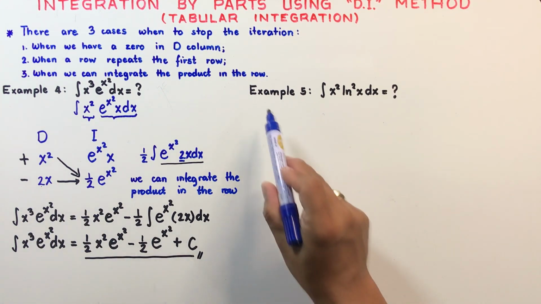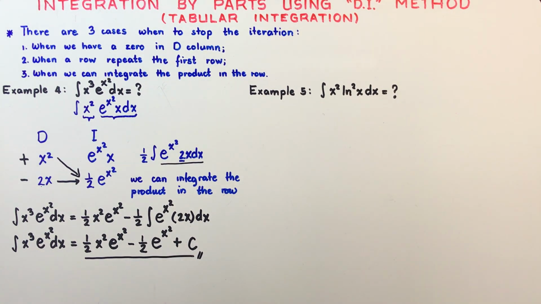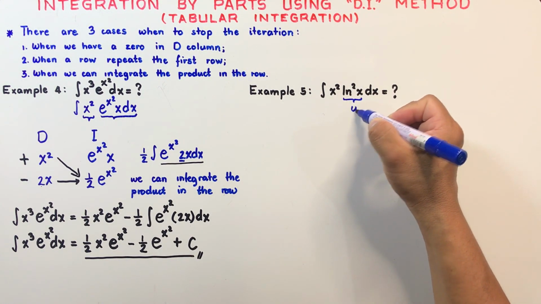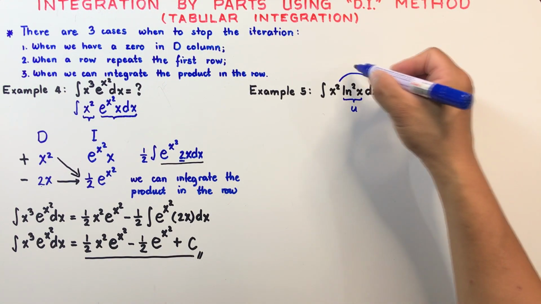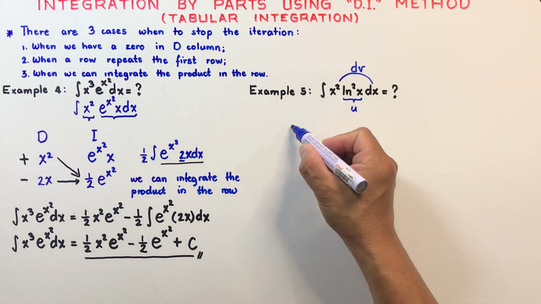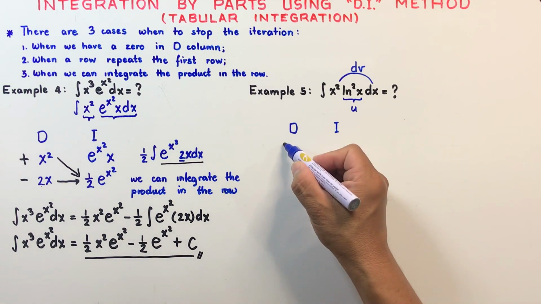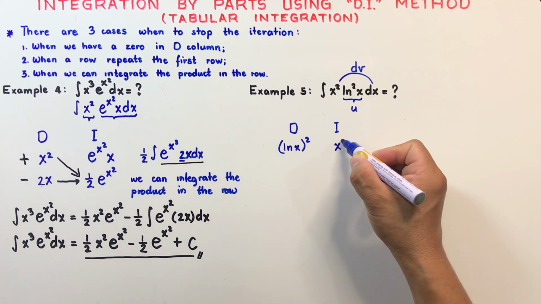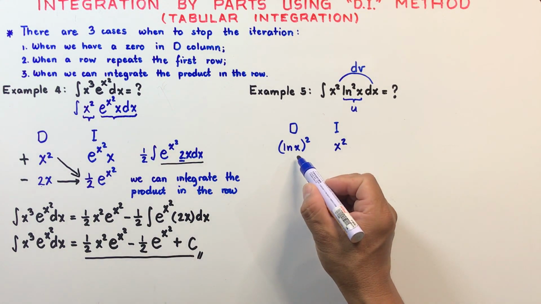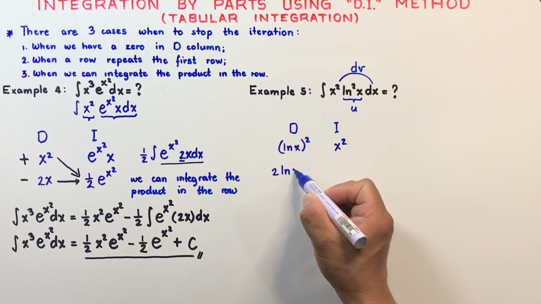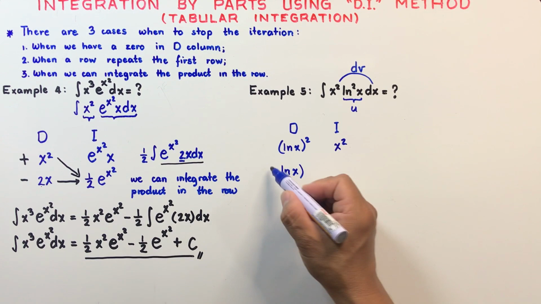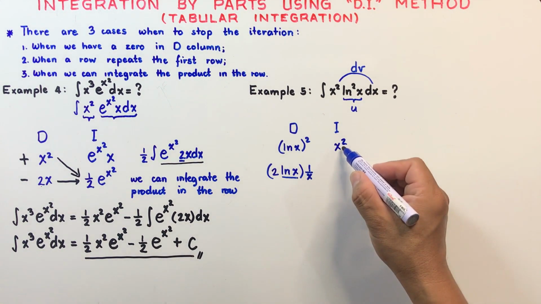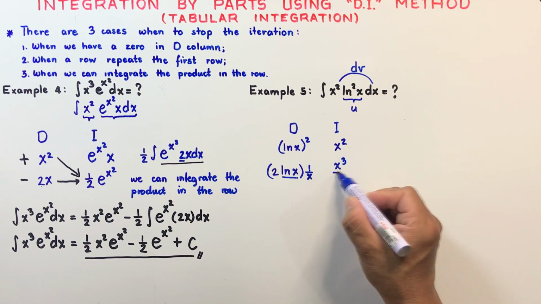Also, I need to solve this example which I have solved in our previous video as example 5. In that video, I used ln x quantity squared as my u and x squared dx as my dv. So in my D-I columns, I need to write the square of ln x in the D column, and x squared in my I column. Finding the derivative of this, we have 2 ln x by the power rule, and by the chain rule I need to multiply this by the derivative of ln x, which is 1 over x, while the integral of x squared is x cubed over 3.